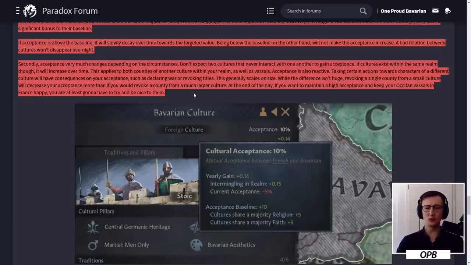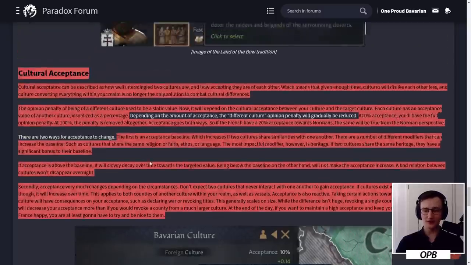At the end of the day, if you want to maintain a high acceptance and keep your Occitan vassals in France happy, you are at least gonna have to try and be nice to them. I'm a huge fan. I am a massive, massive fan of this. This is great. This is amazing. Basically everything I wanted when it comes to the cultural acceptance.